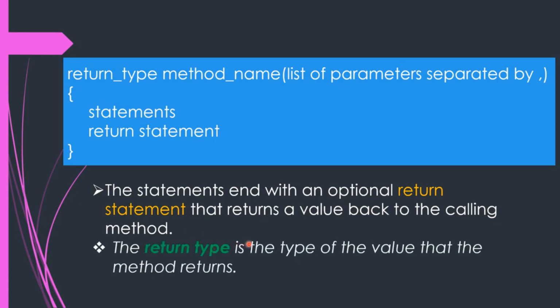The return type is the type of the value that the method returns. Means basically this return type that is written at the first and this return statement, these two terms are related to each other because this return type is the type of the value which will be returned by the method. And what value will be returned by the method? This return statement will return that value to the method.